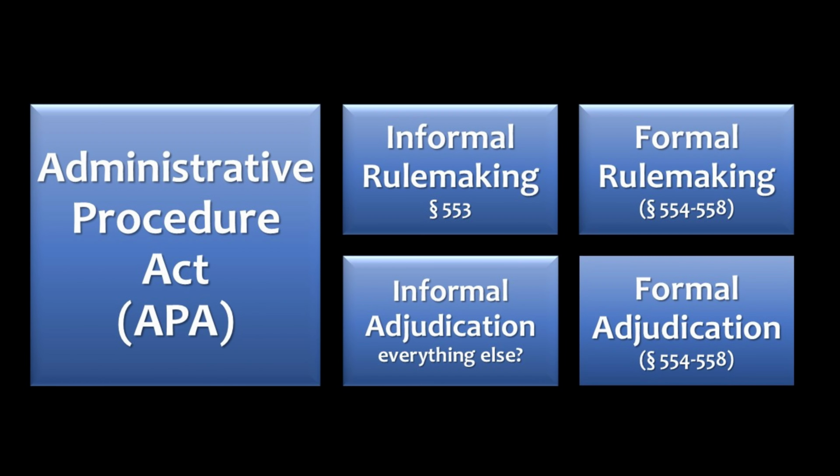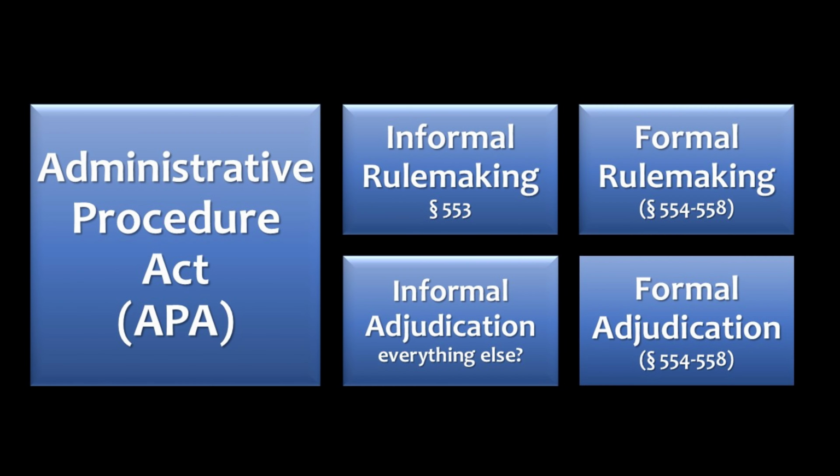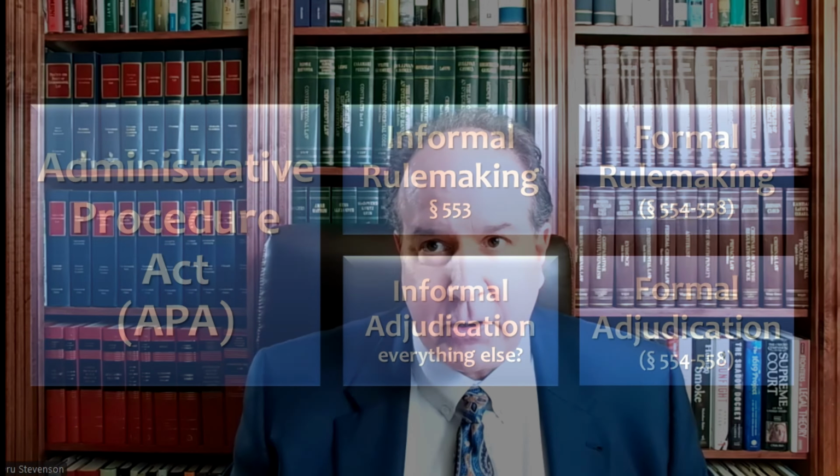The two types of adjudication are formal adjudication and informal adjudication, and these are governed by different sections of the APA. And there are two types of agency rulemaking: formal and informal, also governed by different sections of the Administrative Procedure Act. Let's talk about these quickly. In my course, the previous unit was on agency adjudication and administrative law judges, so this should be a little bit of review.